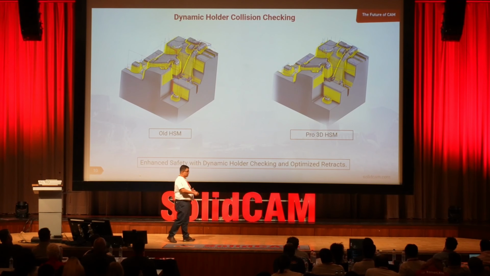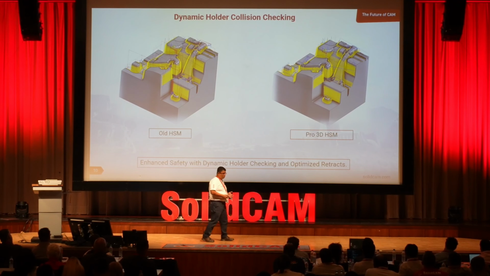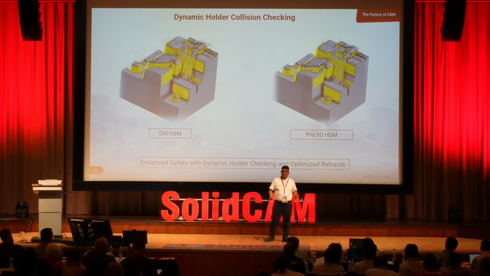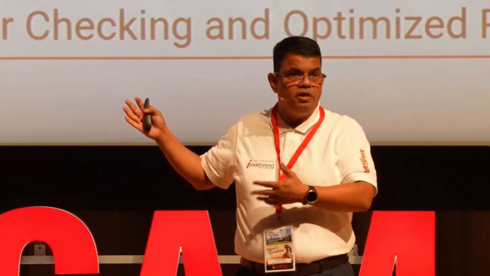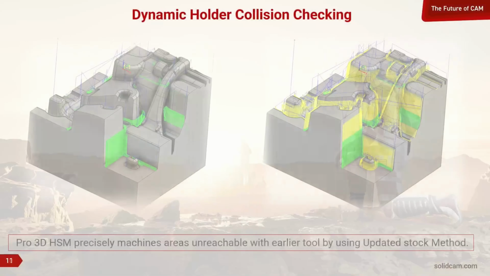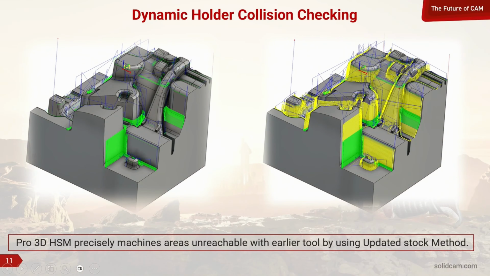And then in HSR and HSM, whatever is remaining, I really can't do anything. I have to live with that material that is remaining. But in Pro 3D HSM, I can actually take the updated stock of the previous finished operation and put it to the next operation, and it will create the toolpath only in the areas where the previous tool did not enter or did not cut.